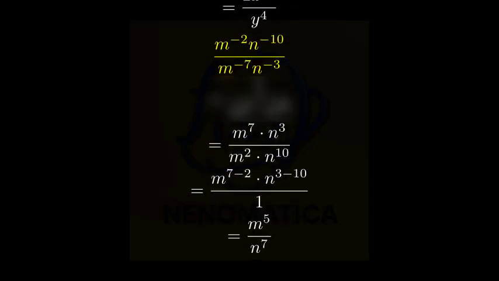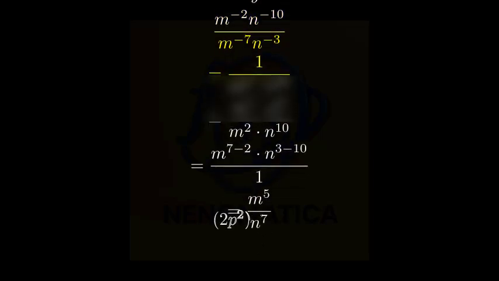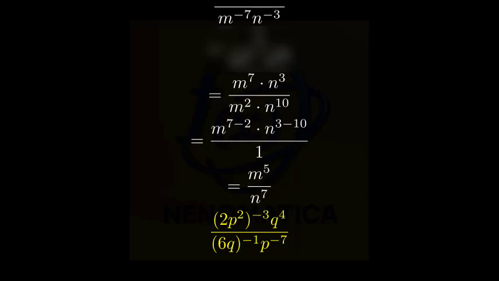Now we simplify by adding the exponents of like terms. For m, we have m to the 7th in the numerator and m to the 2nd in the denominator, giving us m to the 5th in the numerator. For our third example, we have the expression (2p squared) to the negative 3, times q to the fourth, divided by (6q) to the negative 1, times p to the negative 7.